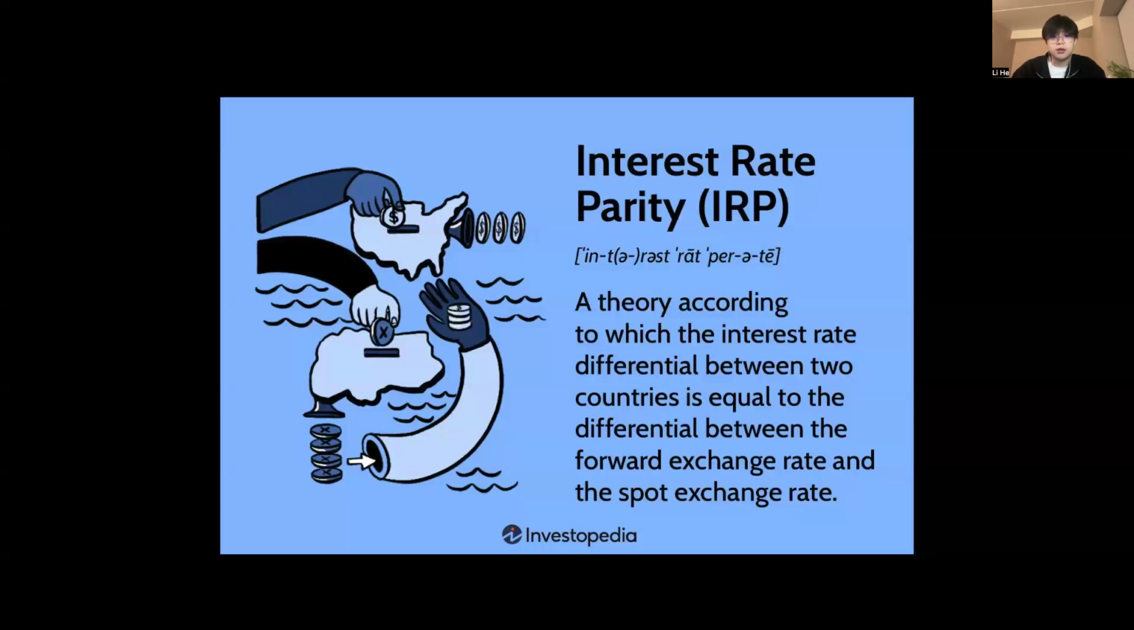Now, with the definitions out of the way, if we go back to the interest rate parity, to summarize, this theory states that the difference between the forward and spot exchange rates must be equal to the interest rate differential between the two countries.